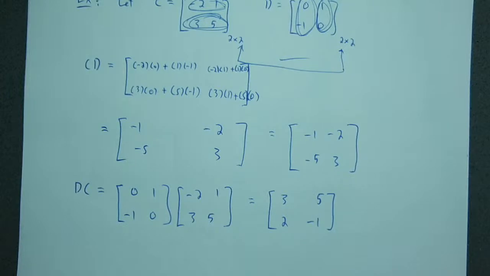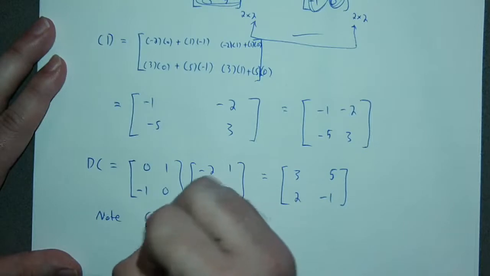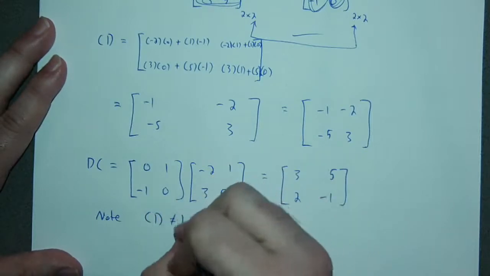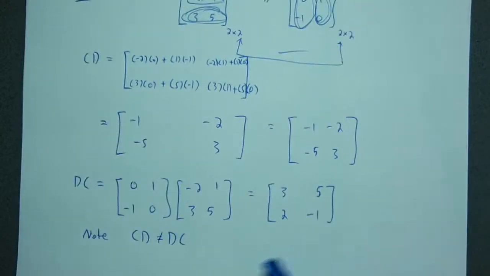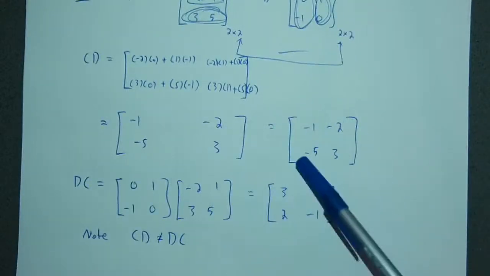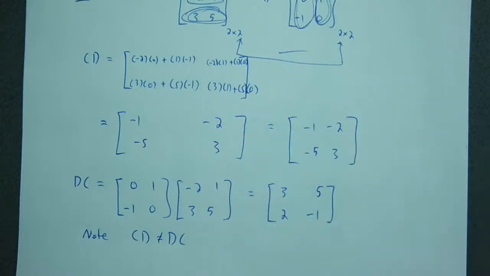All right. Note, CD is not equal to DC. All right, there's completely nothing special about those two matrices. This is just how it is. Now, you might say, but wait, they have the same numbers here, there's just some minus signs off here and there.